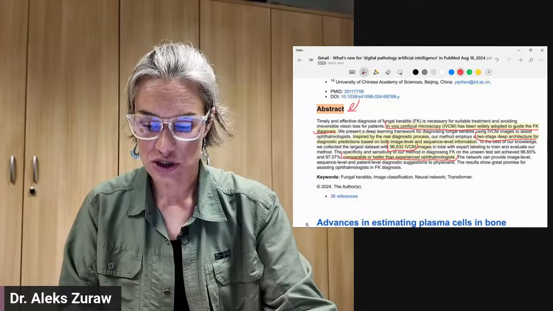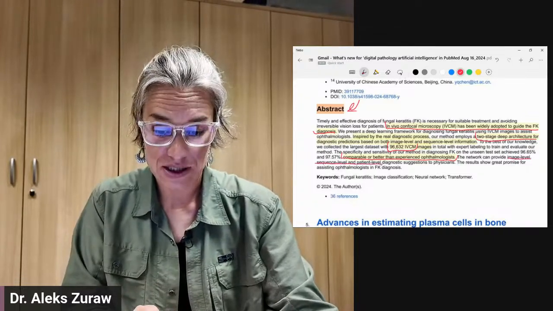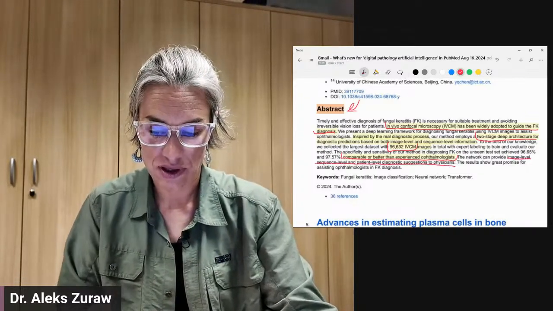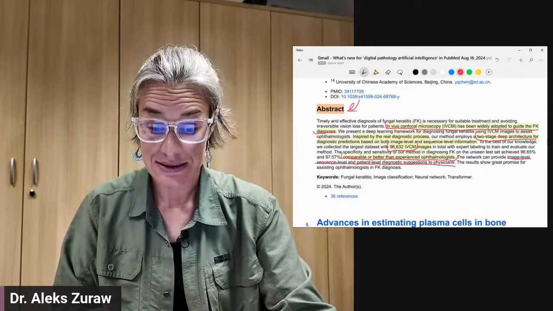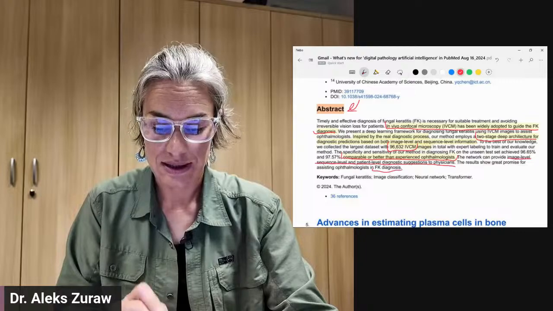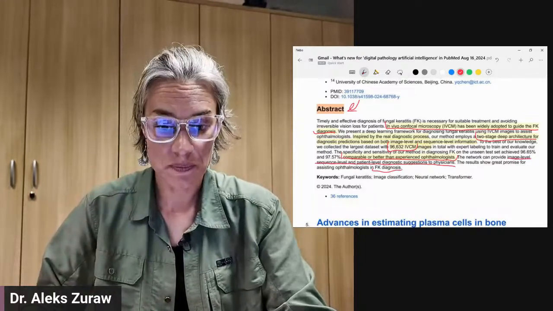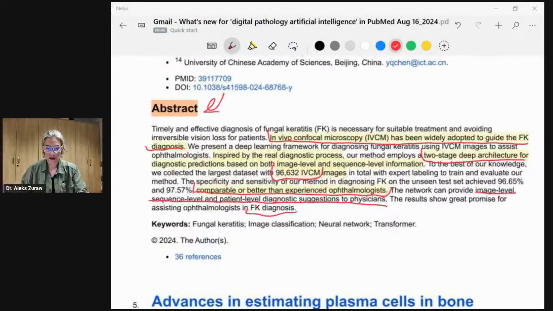So the network can provide image level, sequence level, and patient level diagnostic suggestions for physicians, and the results show great promise for assisting ophthalmologists in the diagnosis. So I think this one is useful because, first of all, it's in vivo. So you take this image and it's happening on the fly. It's not whole slide image. It's a snapshot of where this fungus actually is. So you see the hyphae.